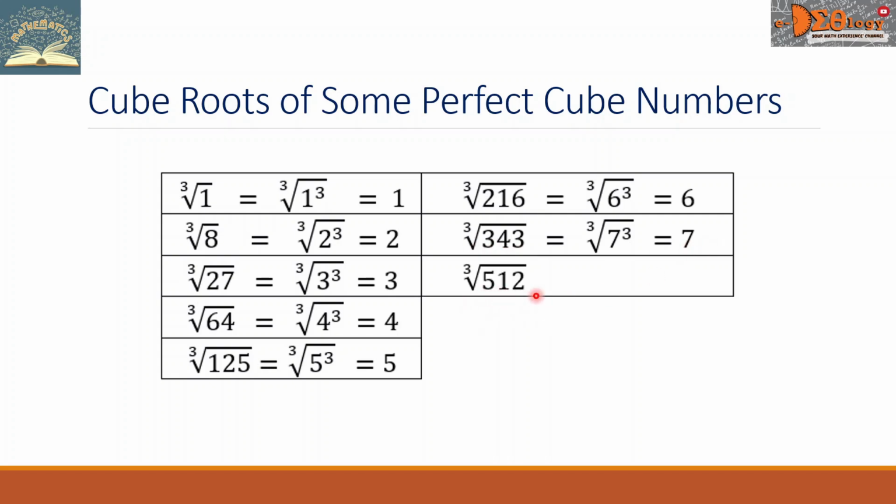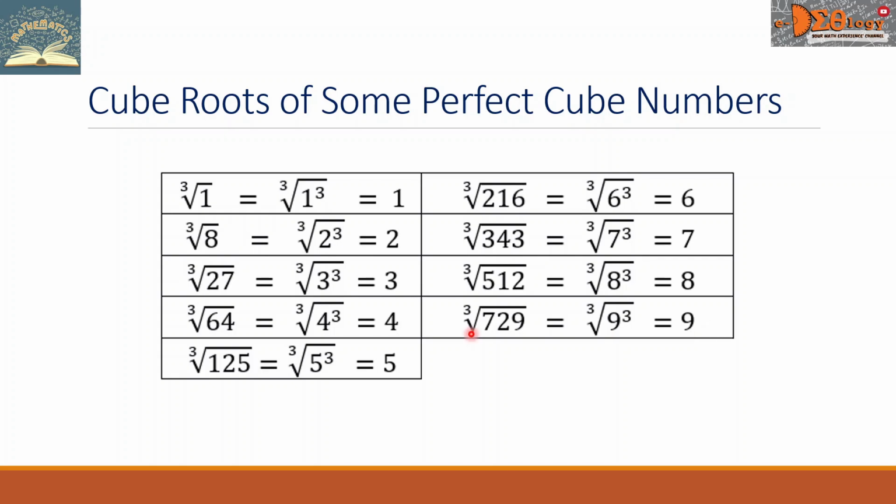Cube root of 512. This 512 is equal to 8 cubed. To simplify this, we now write the number 8. So the cube root of 512 equals 8. Next is the cube root of 729. This 729 equals 9 cubed. And this number 9 is the answer. So the cube root of 729 equals 9.